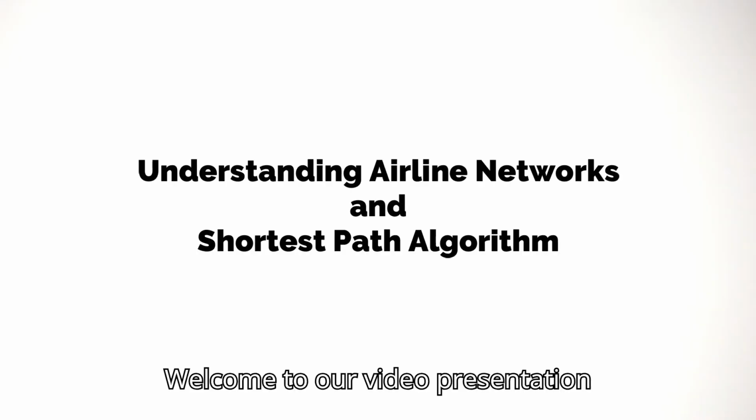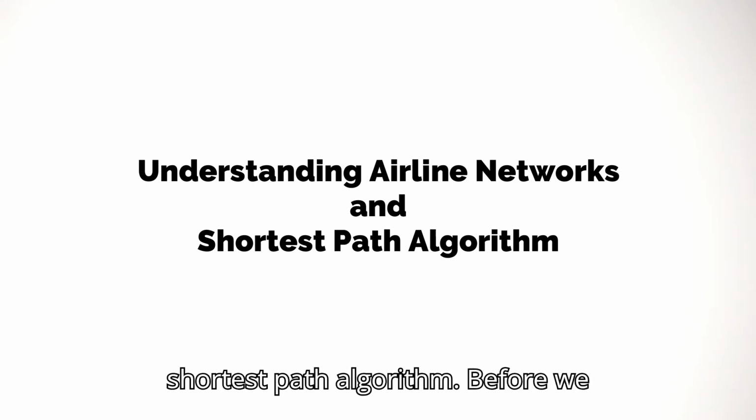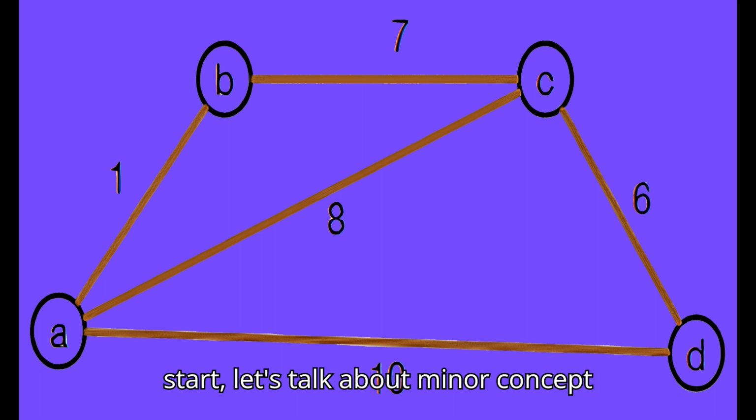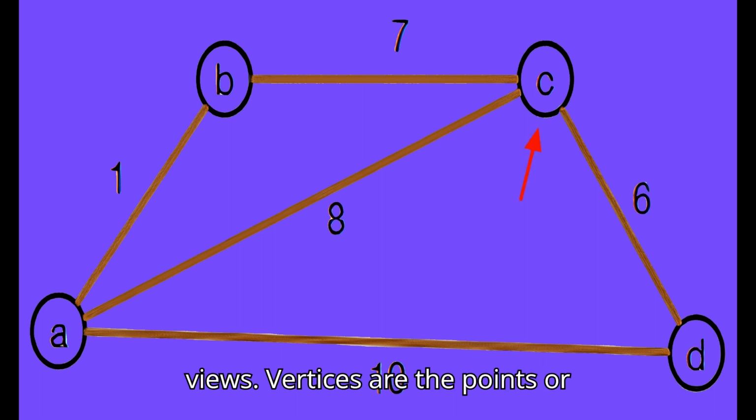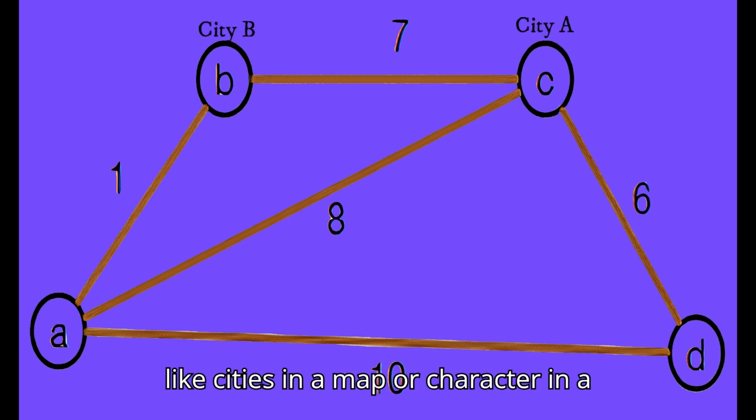Welcome to our video presentation explaining airline networks using shortest path algorithm. Before we start, let's talk about some basic concepts. Vertices are the points or nodes in a graph, representing entities like cities in a map or characters in a network.